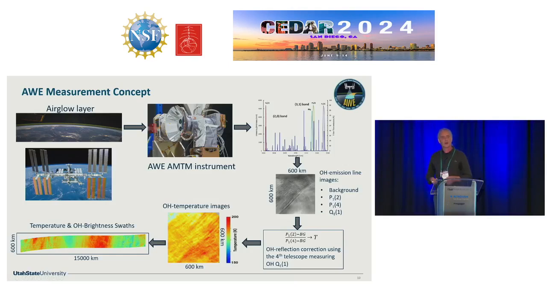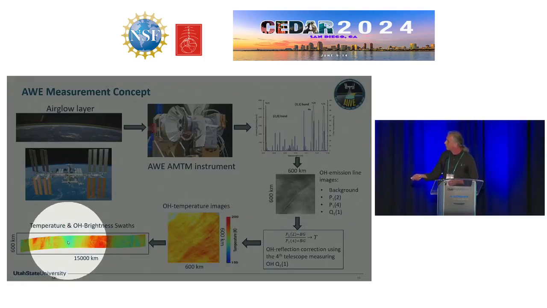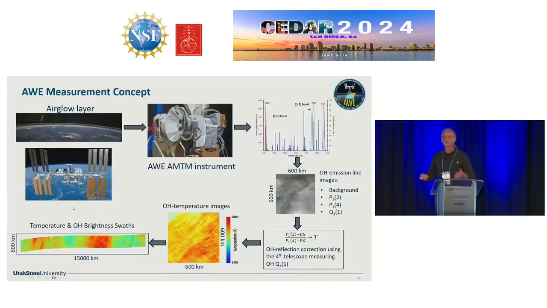Now these images are again on a 600 by 600 kilometer grid, 2 kilometer resolution, which we then can stitch together along the path of the ISS to give us a swath along the entire night side orbital track. So these swaths then have a length of up to 15,000 or 16,000 kilometers and 600 kilometers in width, so we see gravity waves on many, many scales in these observations.